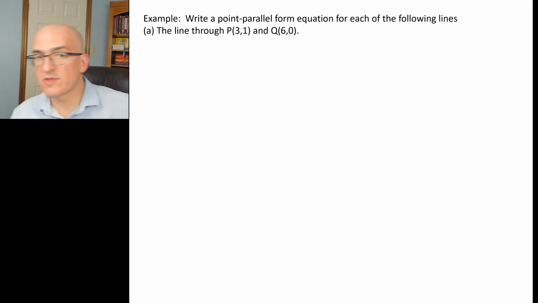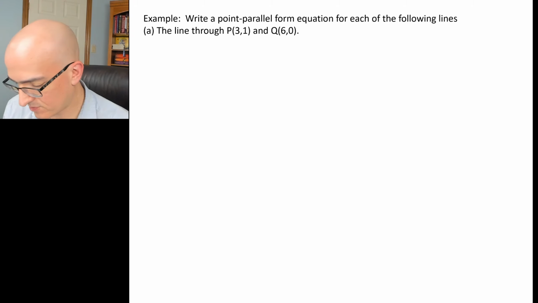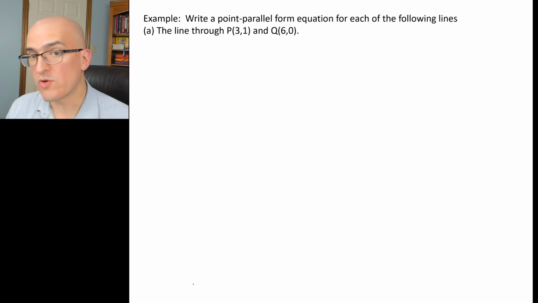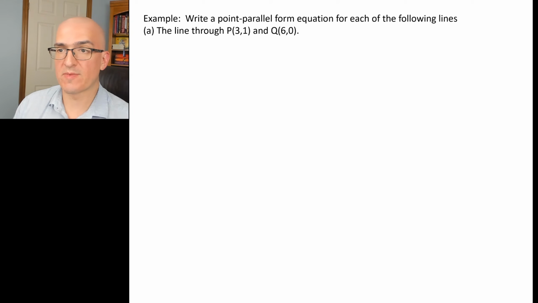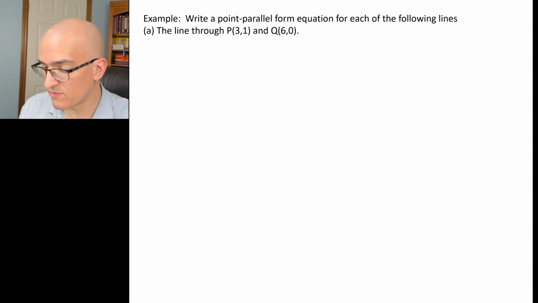Right, and just to test out this definition, let's write the point parallel form equation for each of the following lines. So part A is asking us for the line that connects the point P 3, 1 and Q 6, 0. So you know how to write this in the form of y equals mx plus b. You can get m as delta y over delta x. Then get b by plugging in x and y and rearranging the formula for y equals mx plus b after you get m, and then there you have it. But we're not going to do that. We're going to construct this new formula.